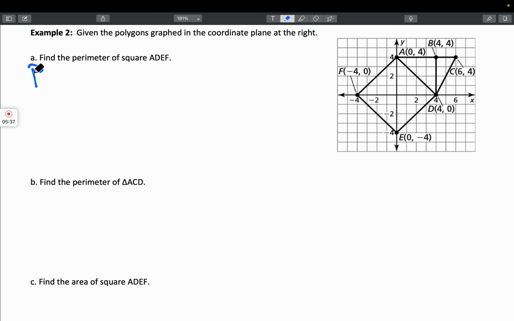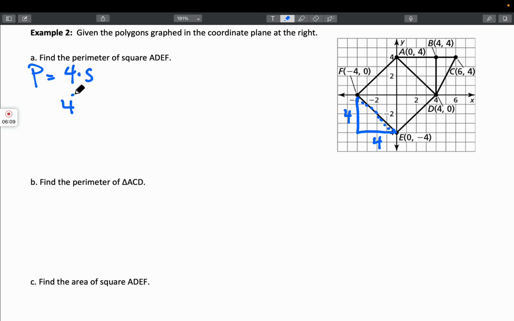I know that the perimeter of a square is 4 times the side length. So all I need to do is find one side length and multiply it by 4. Let's use side length FE. It's on the slant here between 0, -4 and -4, 0. So to find the length of that, I'm going to use the Pythagorean theorem, and I'm going to create this right triangle where my two legs are both 4 units long. My hypotenuse then will be the side of that square.